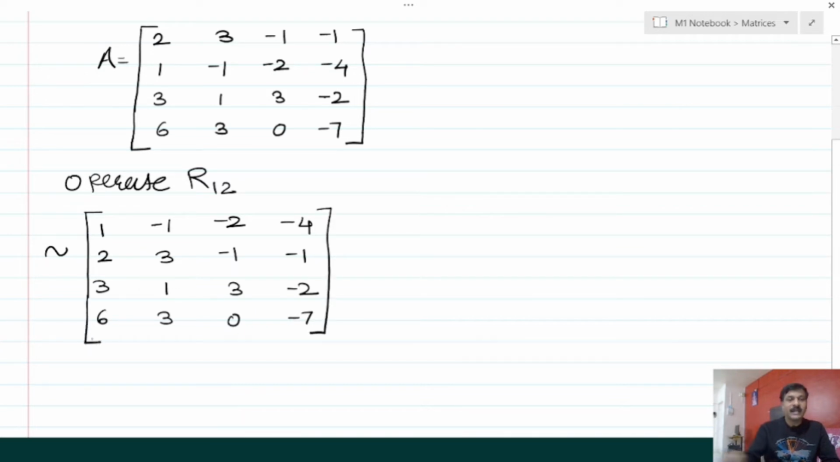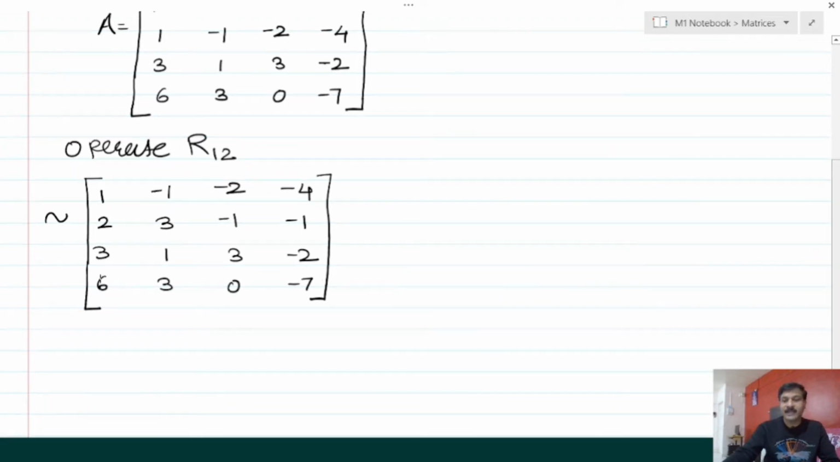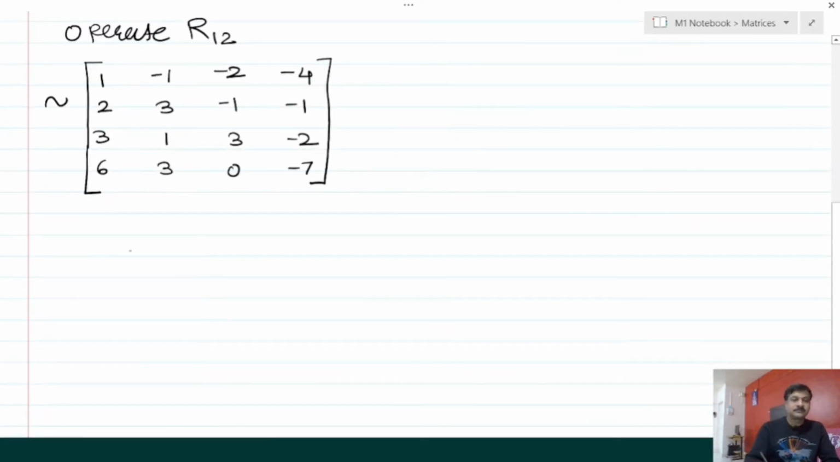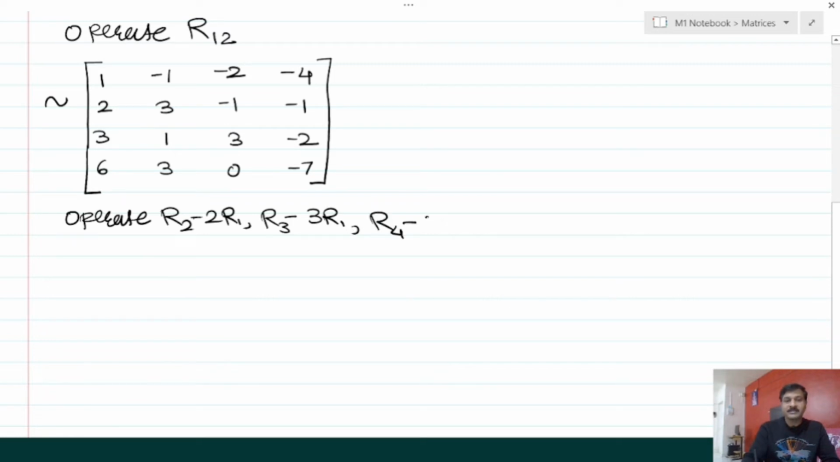Now below that 1 we want zeros at a time by using row transformations. So that is why we operate R2 minus 2R1 using the first row, R3 minus 3R1 using the first row, and R4 minus 6R1. So below that 1 we want all zeros by using row transformations and the first row only.